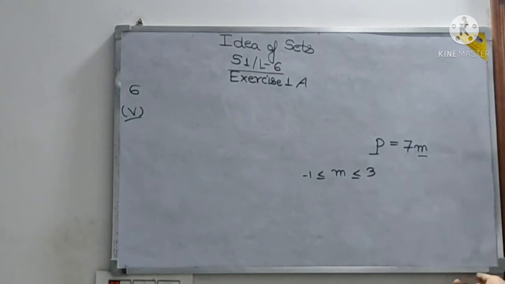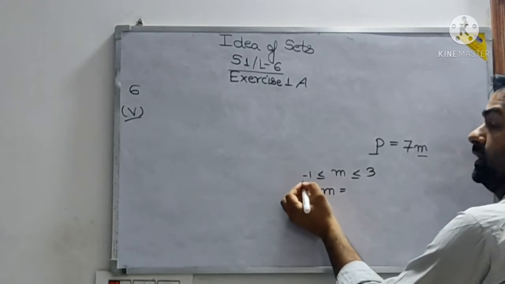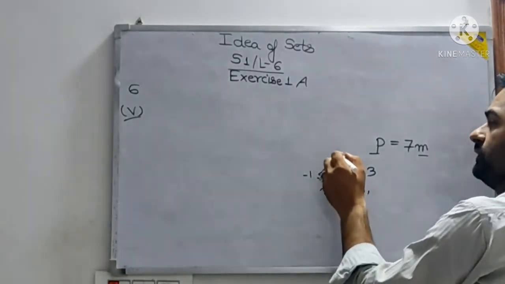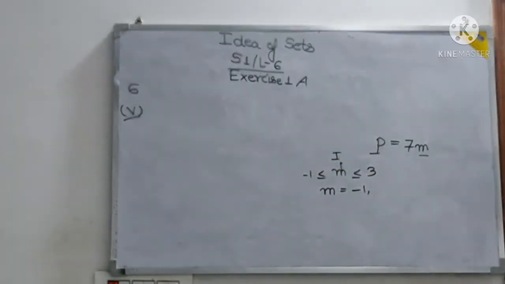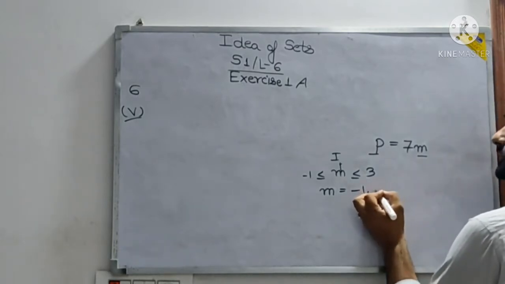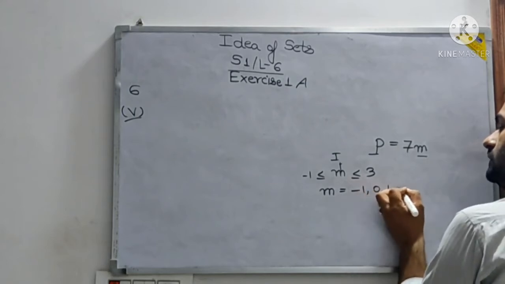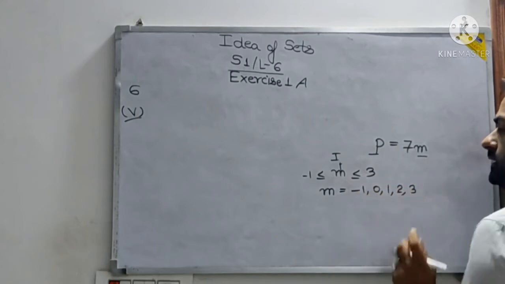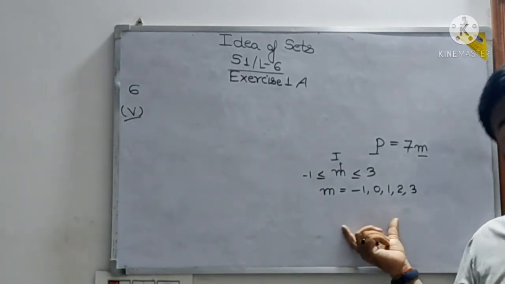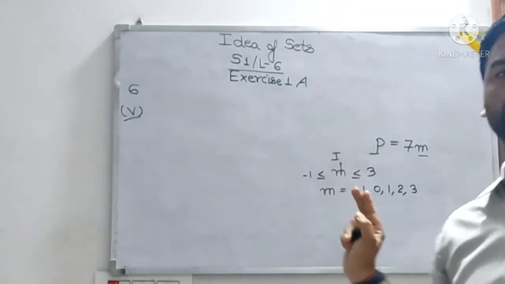So immediately you write the values of m. What are all the possible values of m? It will be more than or equal to -1, so -1 will be there. And see, m belongs to the group of integers, yes or no? Since m belongs to the integers, m will be -1, then the next higher ones will be 0, 1, 2 and 3. Not more than that. So these are the possible values of m. This you have to write.